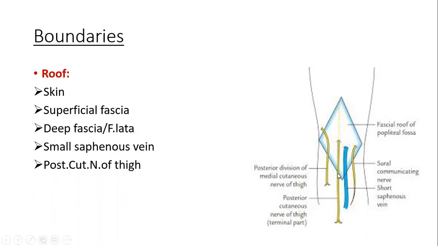So the roof is formed from outward to inward by the skin, superficial fascia, deep fascia, which is also called in this region as fascia lata. And this fascia lata, as well as the superficial fascia, is pierced by the small saphenous vein and posterior cutaneous nerve of thigh.